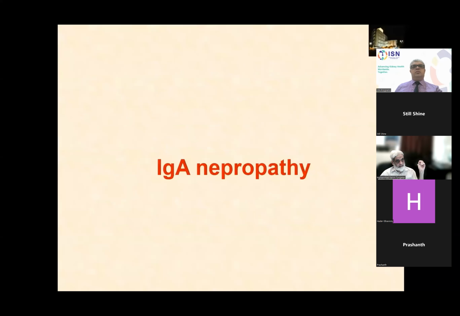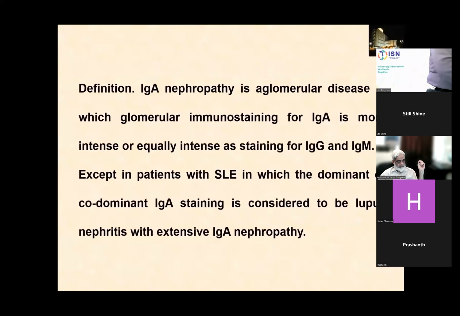The second item in the nephritic group is IgA nephropathy. IgA nephropathy is a glomerular disease with glomerular immunostaining for IgA. This disease is diagnosed by immunofluorescence. So we should have glomerular immunostaining for IgA more intense than or equal in intensity to staining for IgG and IgM, except in patients with SLE, in which the dominant or codominant IgA staining is considered to be lupus nephritis with extensive IgA deposition.